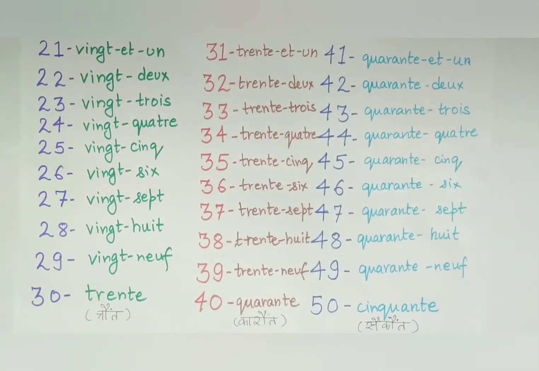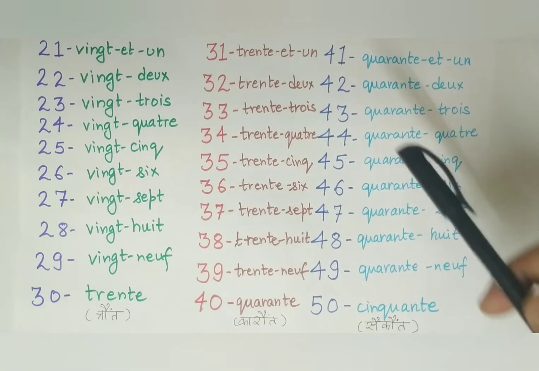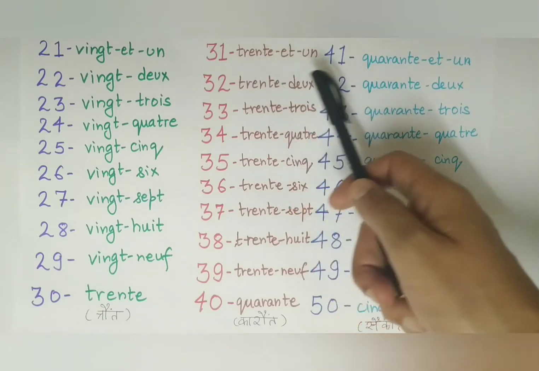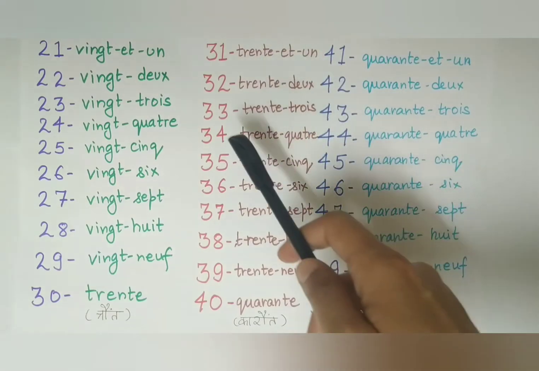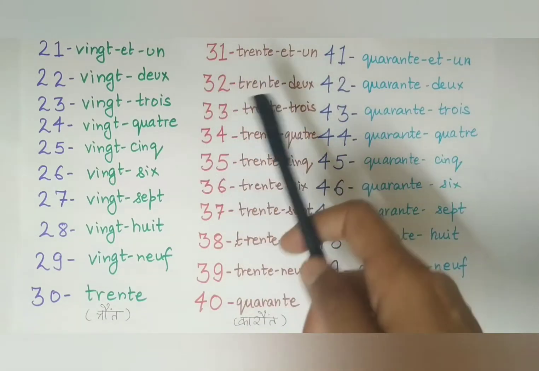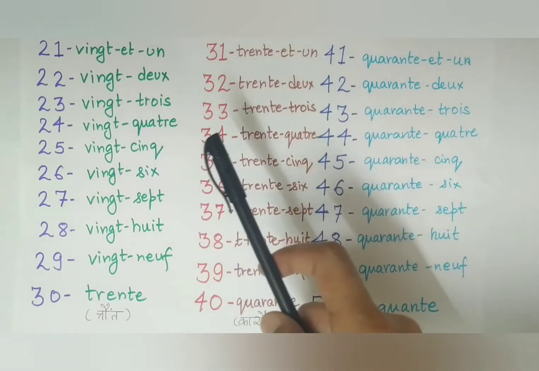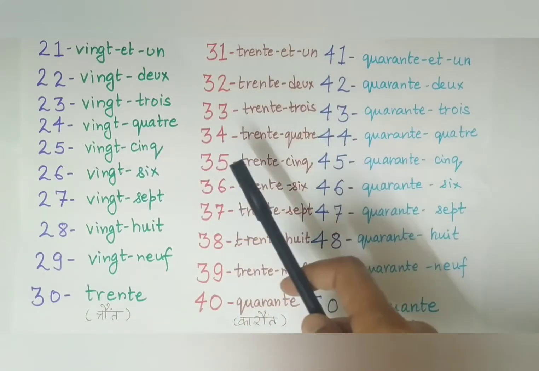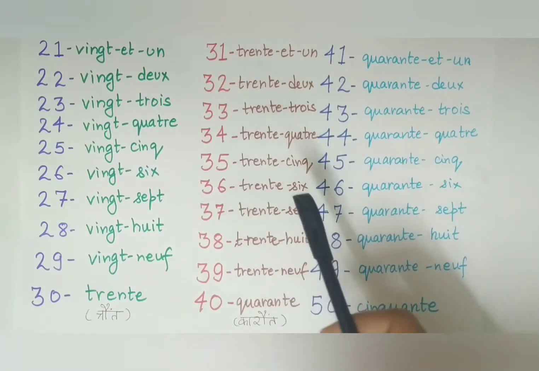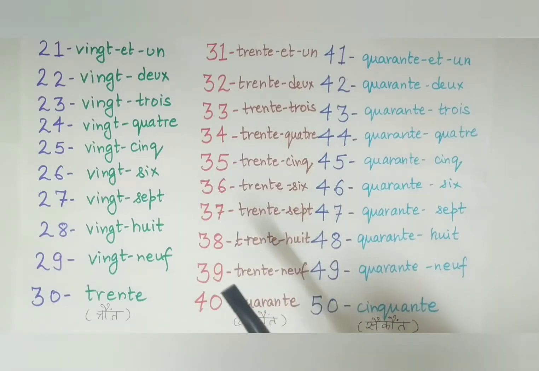Now let's look at 31. We know that 30 is trente. We know 1 is un. And we know that for these 21, 31, 41, we will add et in the middle, so it becomes trente et un. Next we have 32. We know 30 is trente, 2 is deux, so trente-deux, 33, 34, 35, 36, 37, 38, 39, and the new number name for 40 is quarante.